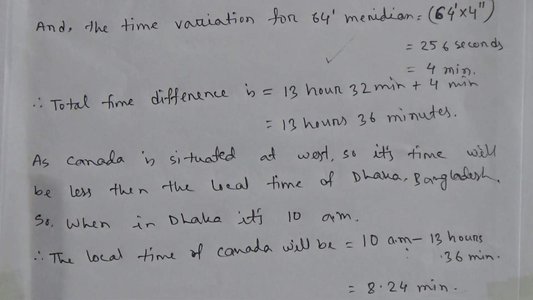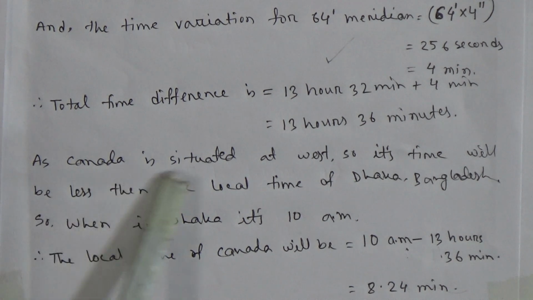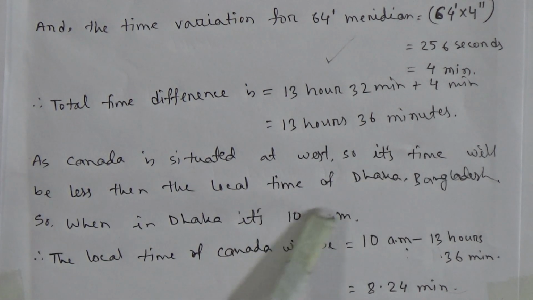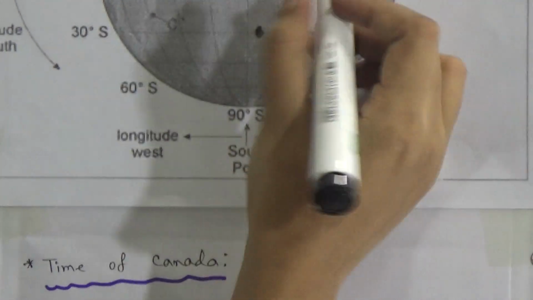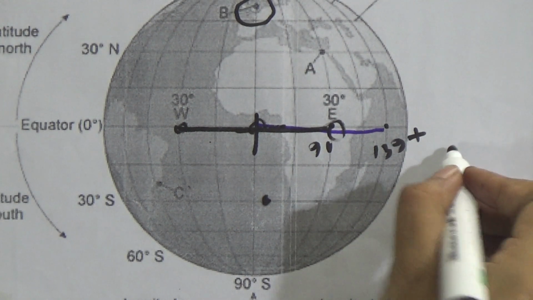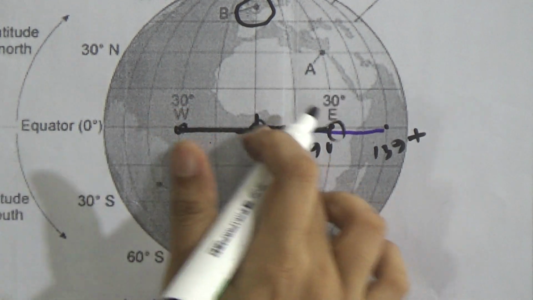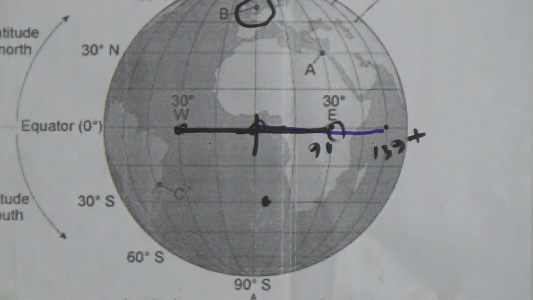So now Canada, as Canada is situated at west, its time will be less than the local time of Dhaka. Dear students, as I said, if from the imaginary line we go east, the time will be added, and if from the imaginary line we go west, the time will be decreased. So the time has decreased, that's why the time of Canada will be less than Dhaka. So that's why we will subtract the time from Dhaka to Canada.